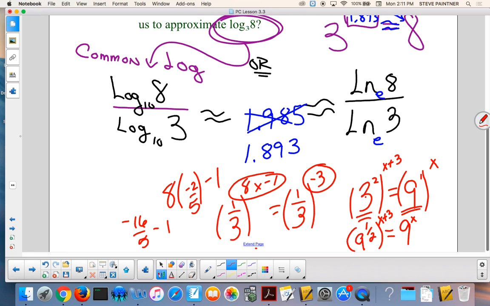So I've got this point, this point, and this point. What I'm saying is as I go this way, it's going to go down forever. Because this is going up forever, this one's going to go down forever, because it's a reflection over x.